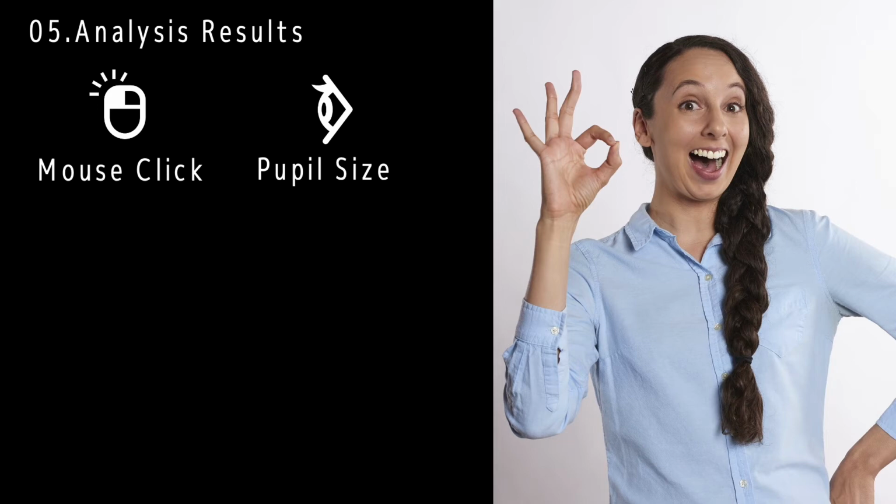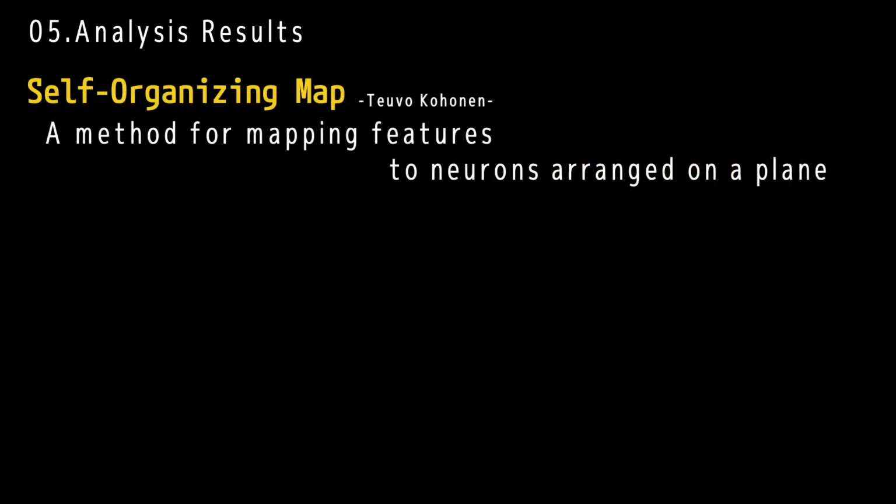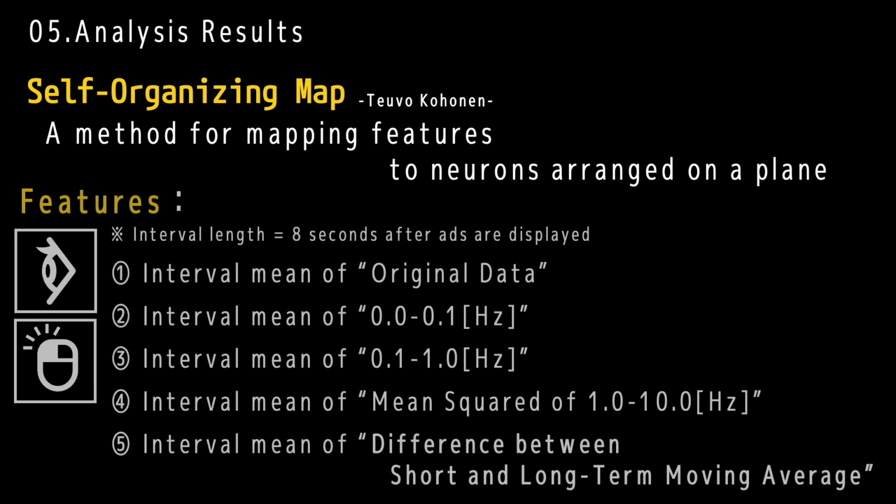In order to objectively represent and confirm the characteristic pupil size movement up to this point, we decided to investigate the characteristic using machine learning. There are many methods for machine learning. We chose to use self-organizing map, SOM, among them. SOM is a machine learning technique that maps features to neurons arranged on a plate. We make the SOM learn the features.